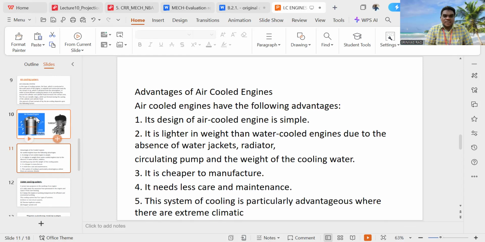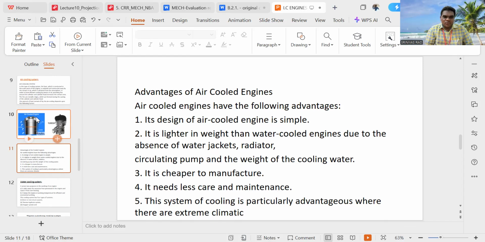Okay, so now, apart from the working, here we have some advantages of air-cooled engines. What are the advantages? The design of the air-cooled engine is very simple, as we already saw in the previous slide. At the same time, it does not occupy much space. So the design of the air-cooled engine is as simple as possible.